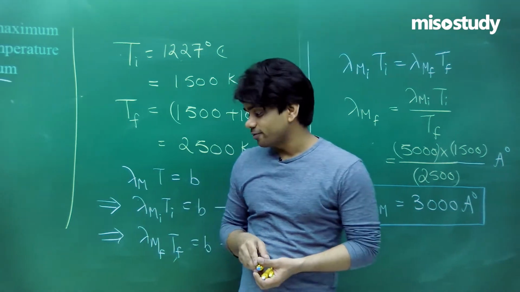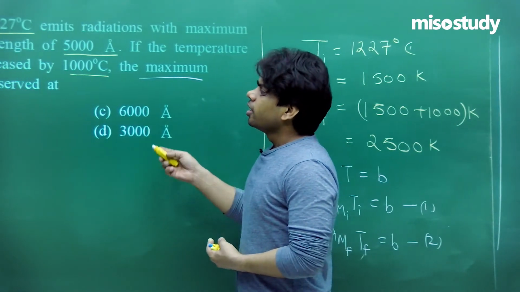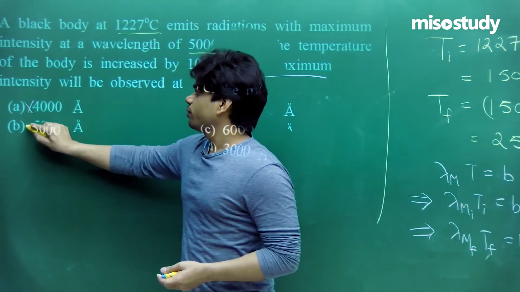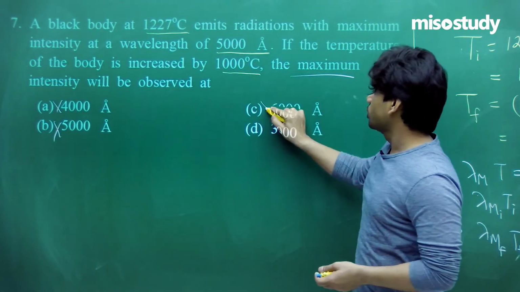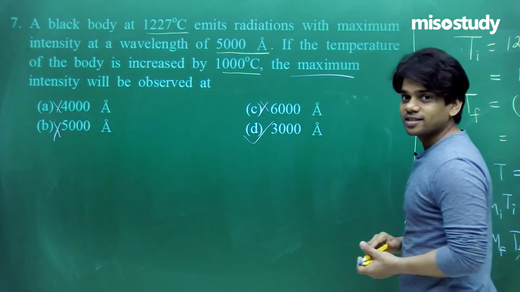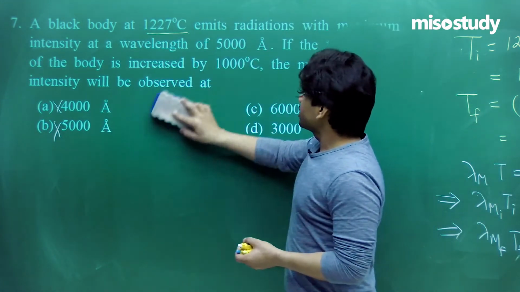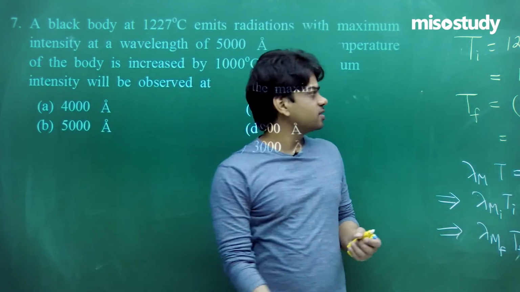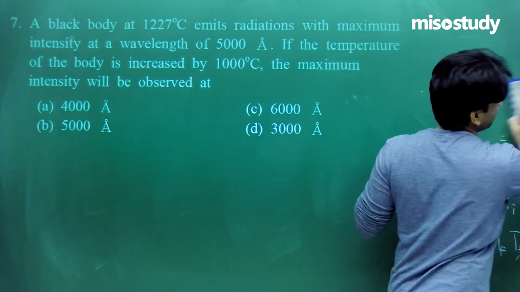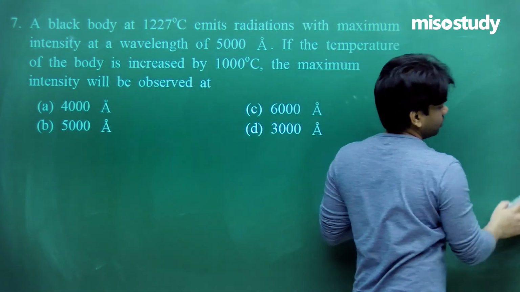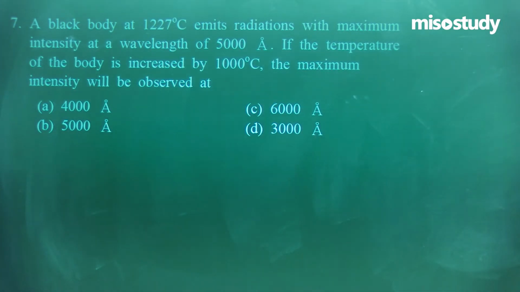Let's go ahead and check which of the options is matching. A 4000, no. B 5000, no. C 6000, no. And D 3000 angstrom, that's the right answer for this. Very simple question. We have to use Wien's displacement law accordingly for this question.